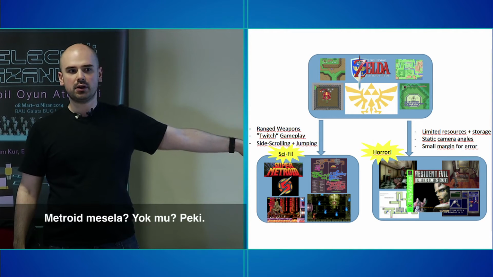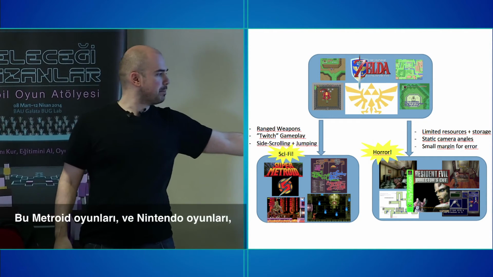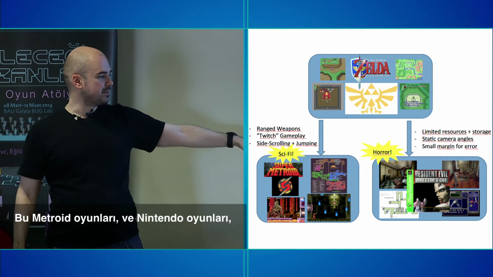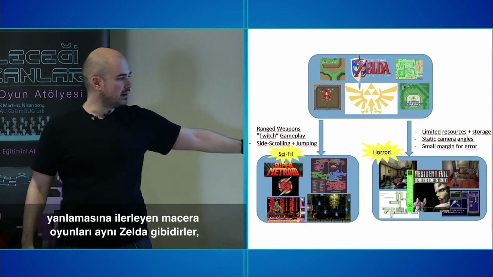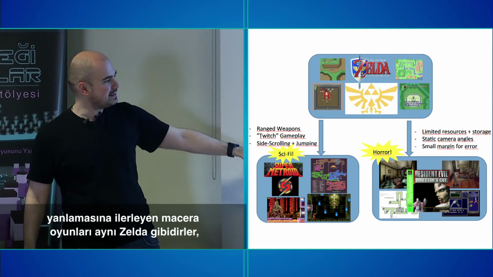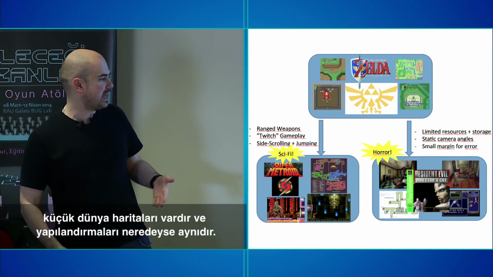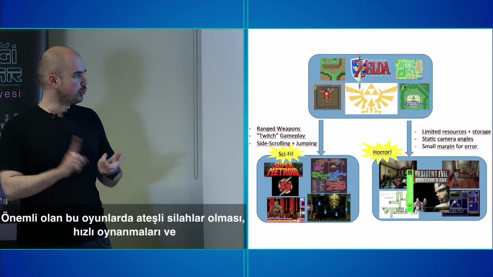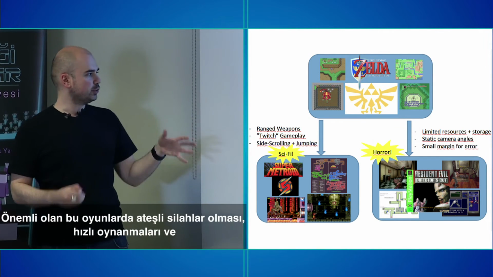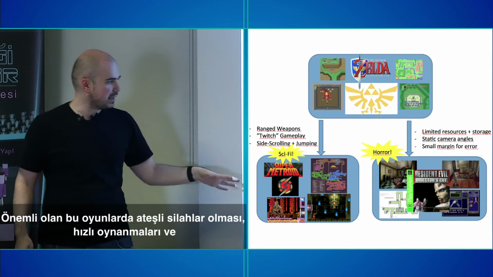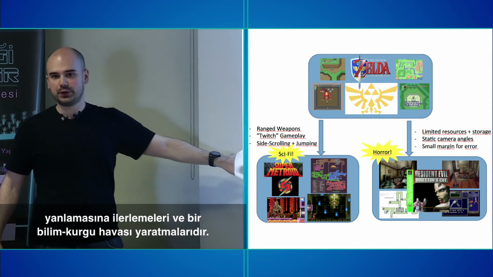Metroid? No? Okay, so these are, Metroid games are also Nintendo games. They are side-scrolling adventure games. They're kind of like Zelda, right? They have these little world maps and stuff, and the structure is pretty much the same. But what's important is there is shooting weapons, there's the twitch gameplay, there's side-scrolling and jumping, and you get this whole science fiction feeling instead.